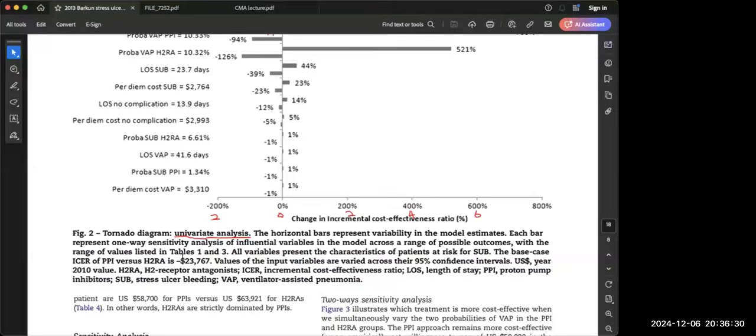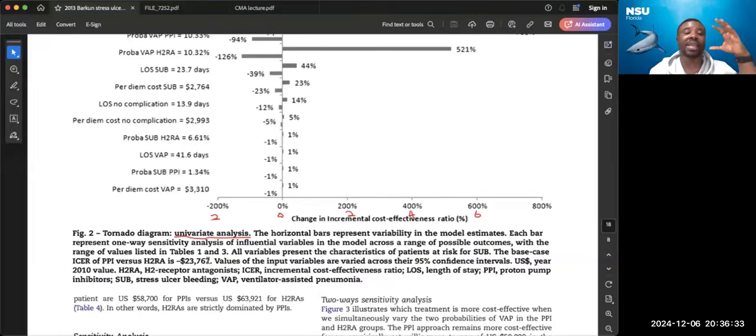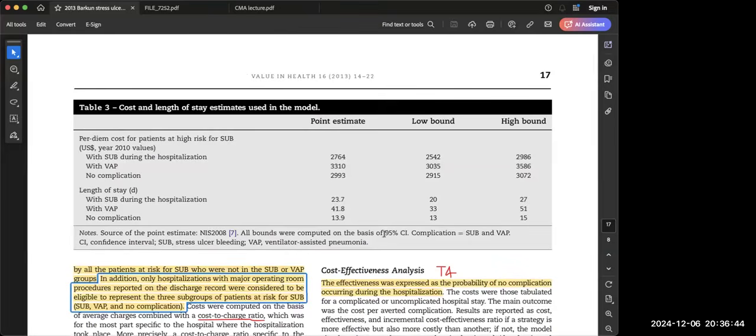But normally what they do is they don't report it this way. They just say that the H2 array is dominated. They don't really say all these things. They say the H2 array is dominated or the PPI is dominant. That's what they say. Sorry, Milton, can you repeat that, please?